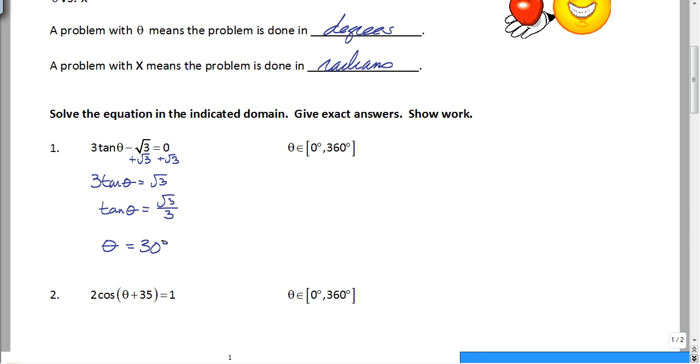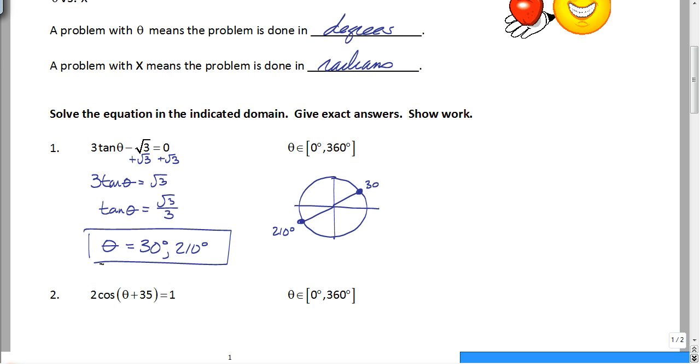But you don't stop there, because you need to go all the way back to the days where we were looking at the unit circle, and you have to remember that tangent is equal to the positive square root of 3 over 3, yes, at 30 degrees, but tangent is also positive in quadrant 3, which is 30 degrees past 180, which is also 210 degrees. Now, both of those answers fall between 0 and 360, so you must answer both of them. So that is your final answer to question number 1.